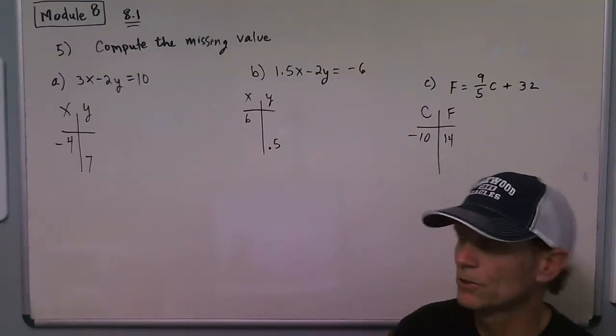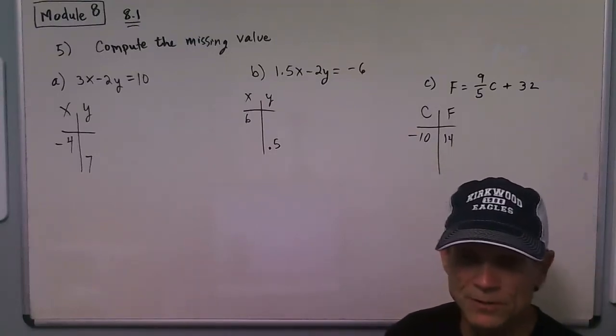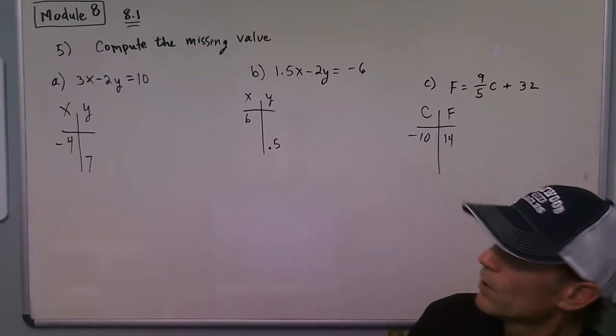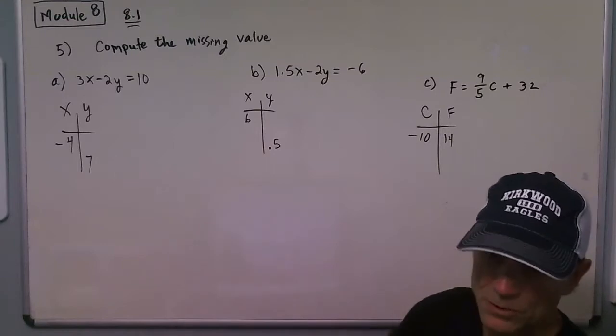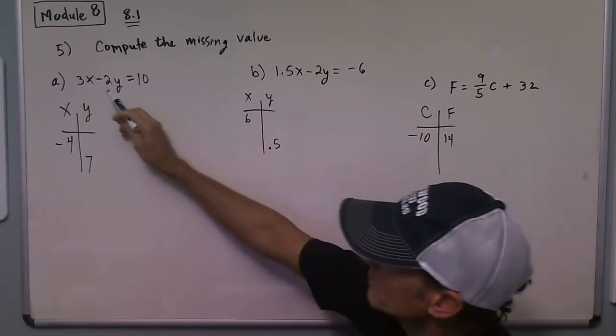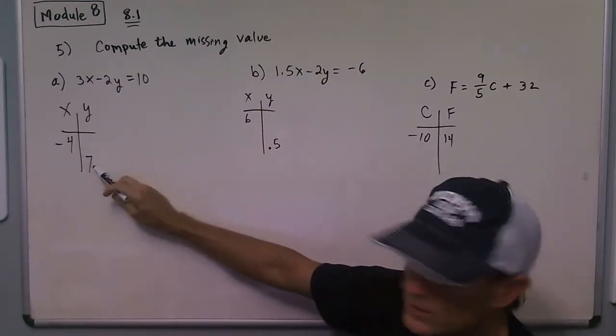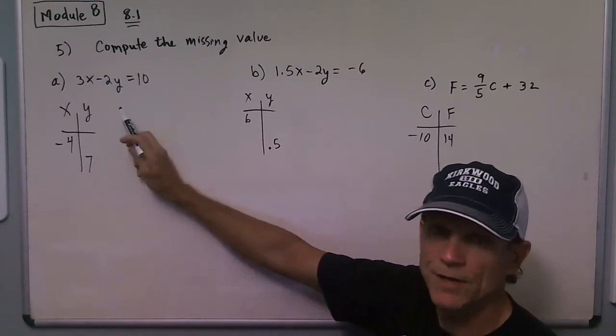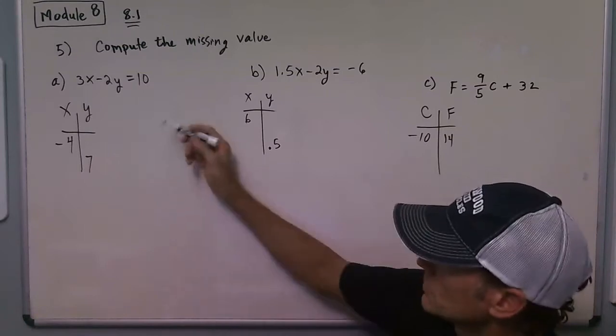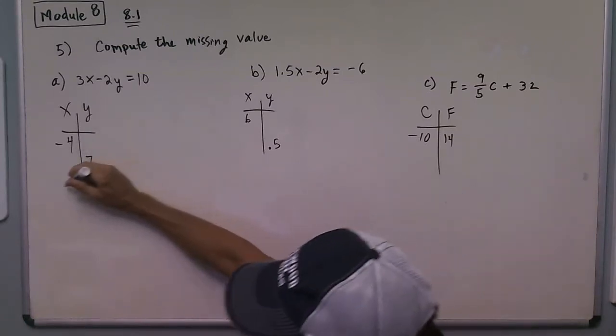Okay, let's take a look at the last learning objective in 8.1. What we want to do here is compute the missing value. So what's happening here is we're given a line and then we're given either an x or y value. Then we're going to plug in the x value and find the y value. So the way this works is we're going to use substitution.